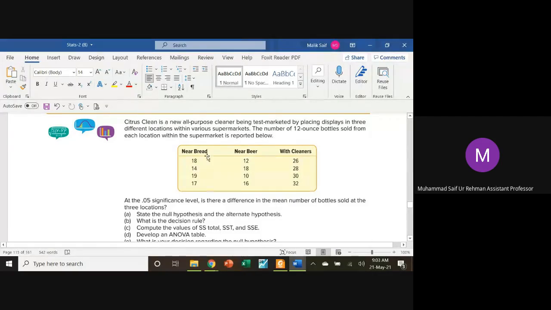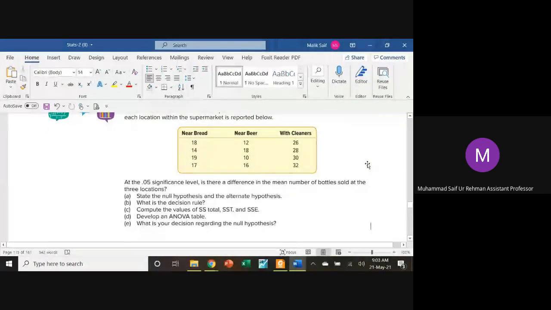So on one single day, you put the cleaners bottles near the bread, then near beer, and on the third day near cleaners, and you obtain the data. Now the question is that at 0.05 significance level, is there a difference in the mean number of bottles sold at three locations? Is there a difference in the mean number of bottles?